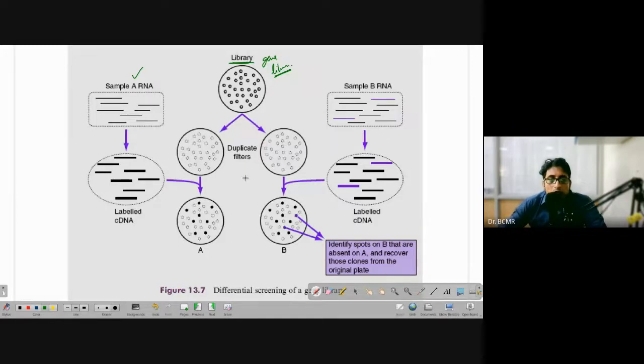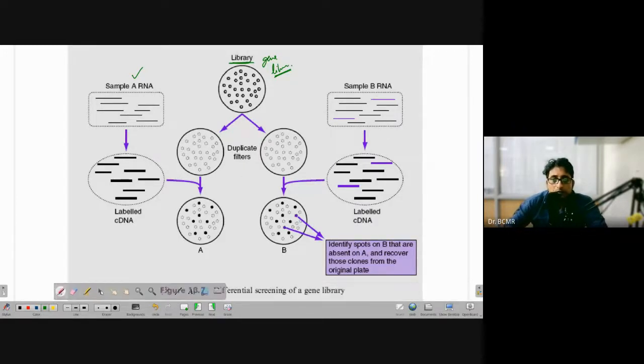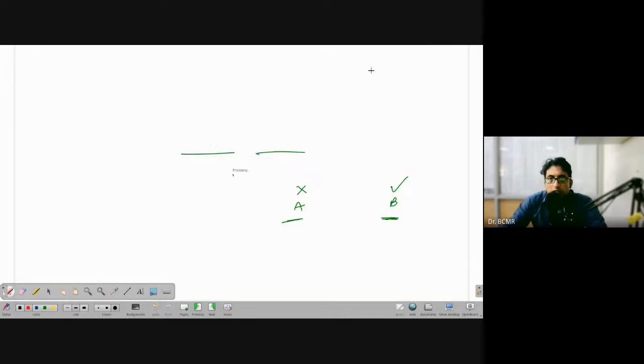Now we can do something else. We can do differential screening of a gene library. So what we do is we take sample A RNA and sample B RNA, and then we make cDNA from both of these. So if I just go back a little bit to give a background for this experiment.